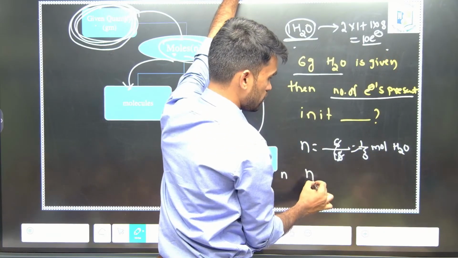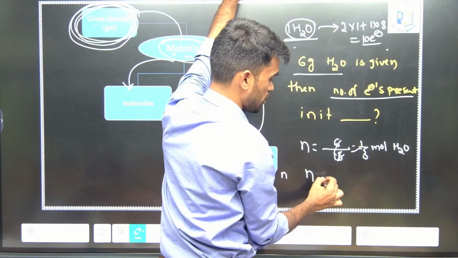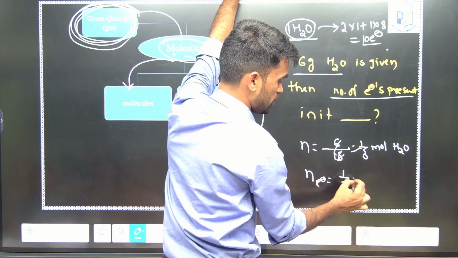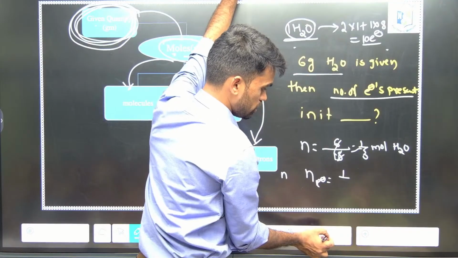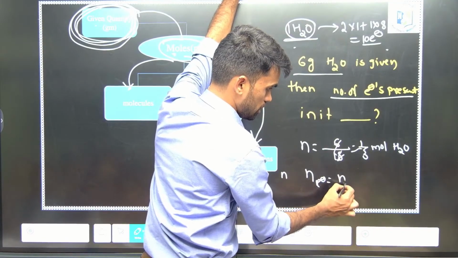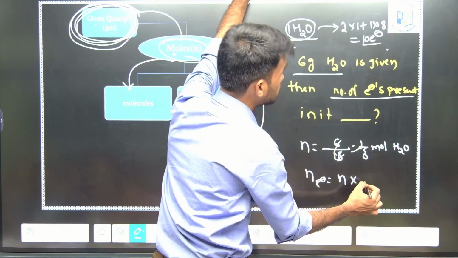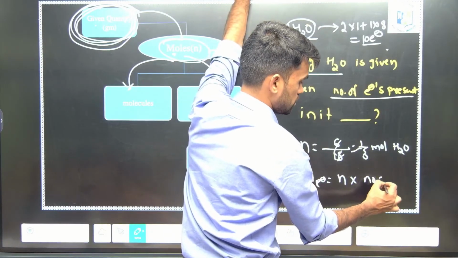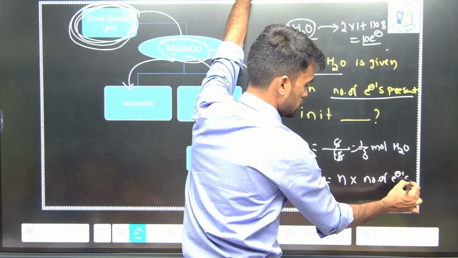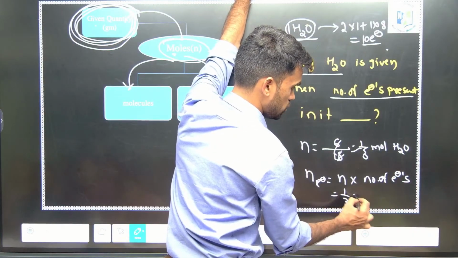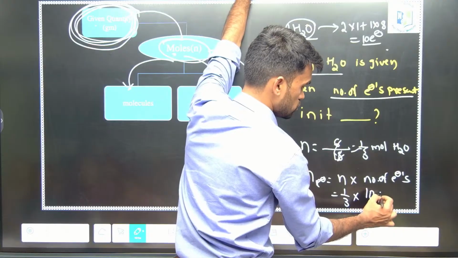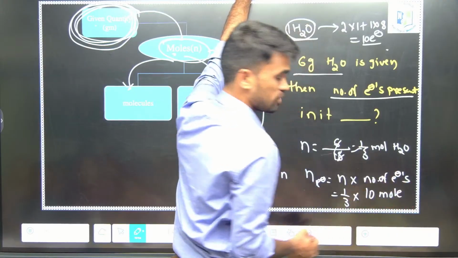So the number of moles of electrons. What I am asking you know? Number of moles of electrons means what you need to do? Formula: number of moles into number of electrons in one molecule. So it is 1 by 3 into 10. So this many moles of electrons are there.